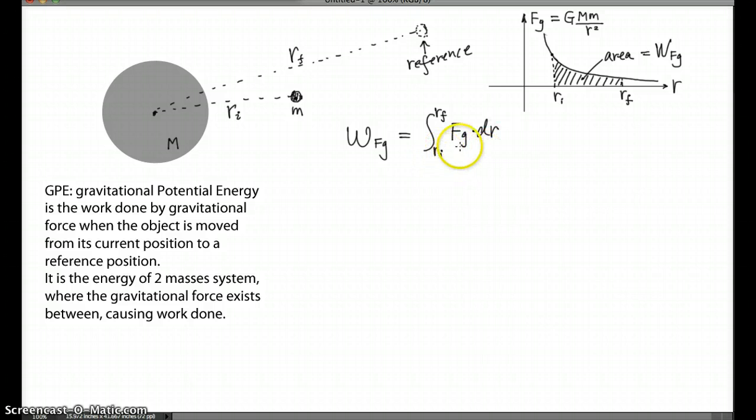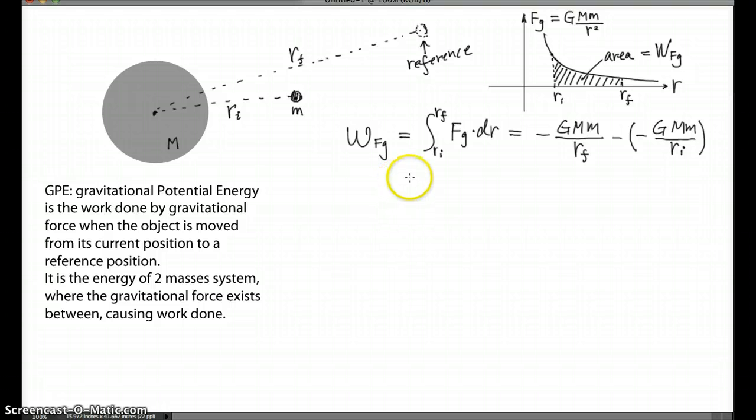If you have not learned integration in calculus, this would be difficult to understand. Basically, integration is used to calculate the area, but to actually get the calculation done, if you haven't learned that, you won't understand. So I'll skip the process and just give you the result. The result will be negative G M m over r final, minus negative G M m over r initial.